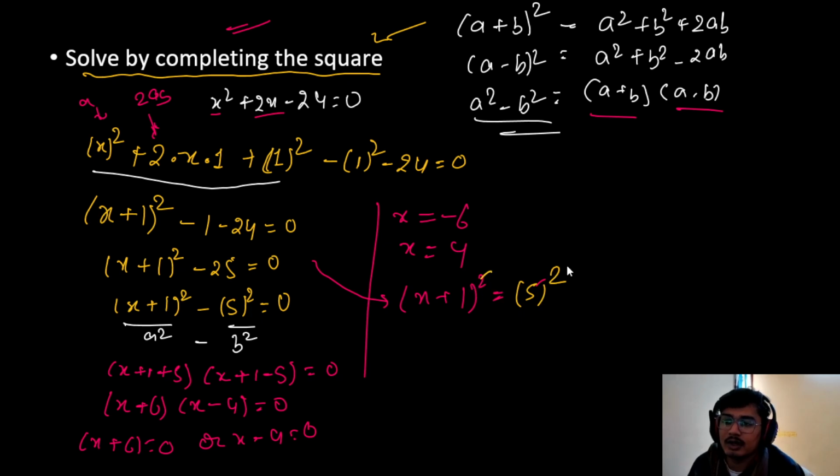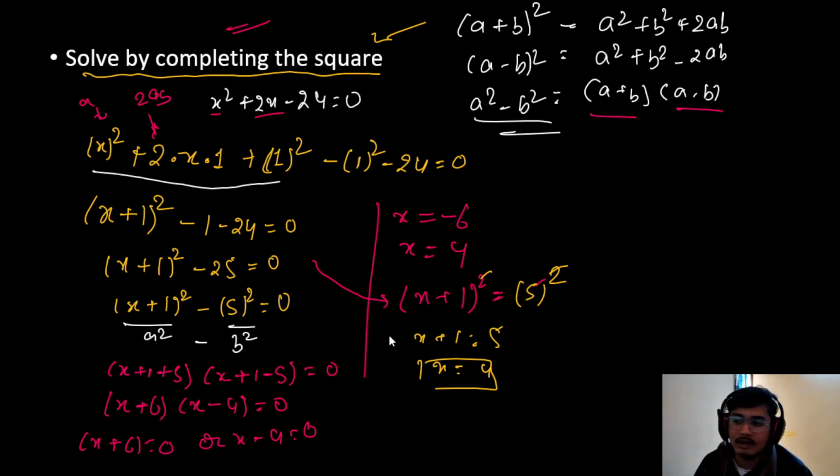Then they cut the square, and they say that x plus 1 equals 5, so x equals 4. No, this is not the right method. Okay, this is the right method. This is not the right method to solve this equation. This method you have to follow, as you will get two equations from here. Don't do this.